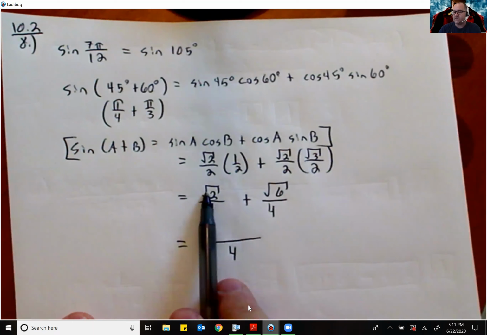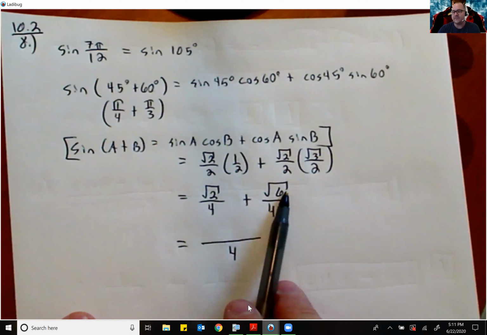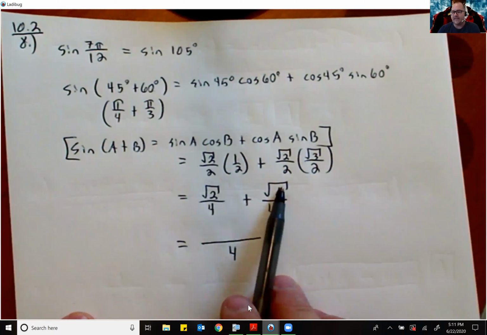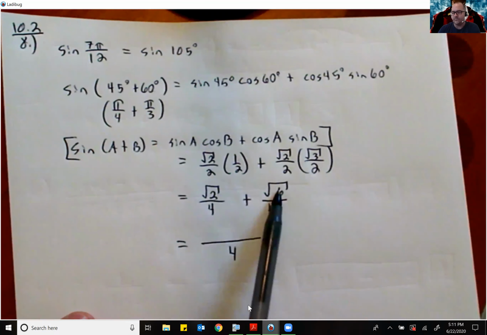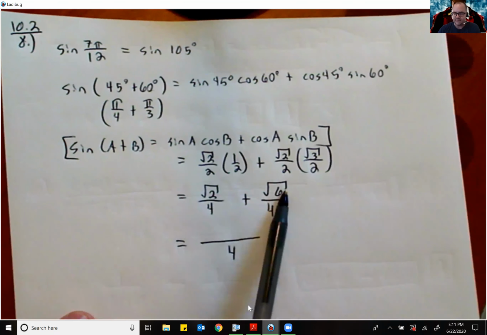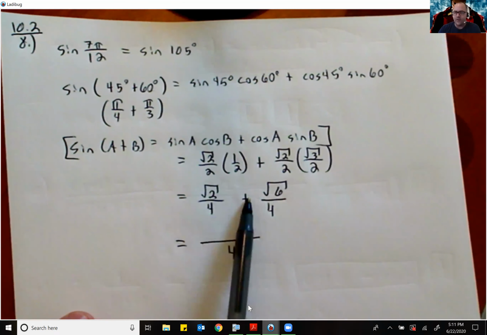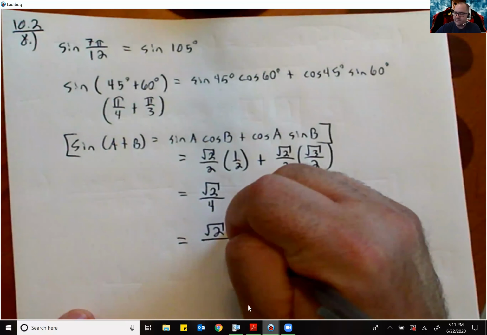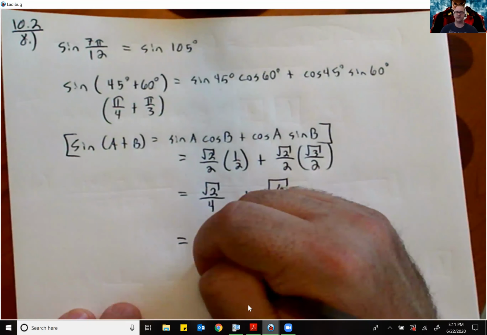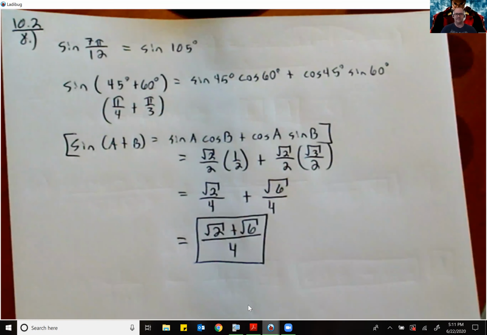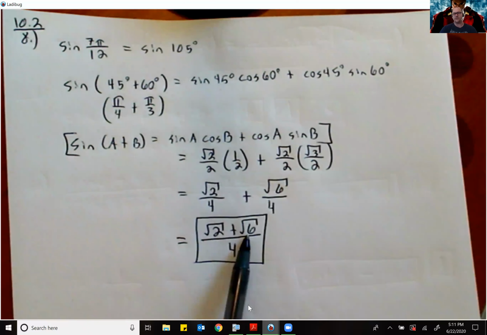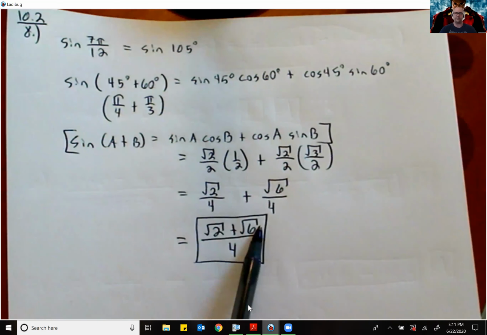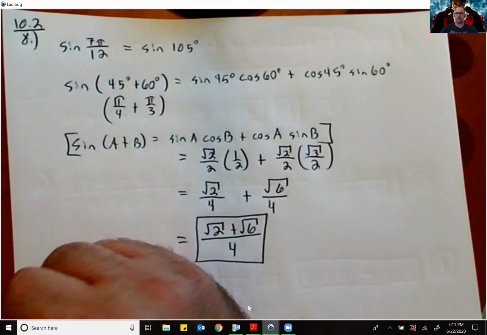And then can these two add to each other? Heck no, they're not the same. Remember, you can only add and subtract radicals if they are the same radical. And square root of 2 is not the same as the square root of 6. It's like taking x plus y. They don't go together. They don't like each other. So square root of 2 plus square root of 6, all over 4. That's what they're looking for. That's the exact answer. You can also have the square root of 6 plus the square root of 2 all over 4. That works just fine too. Okay? And that's it. There's number 8. Number 9 is next. Moving on.